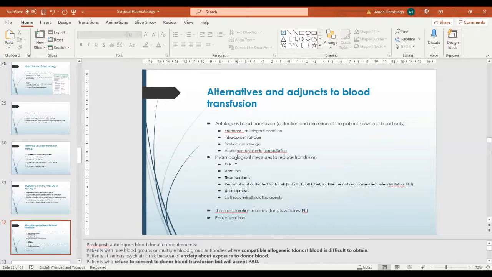Some of the pharmacological methods include tranexamic acid, tissue sealants, desmopressin, and erythropoiesis stimulating agents. The most common of these used is tranexamic acid.